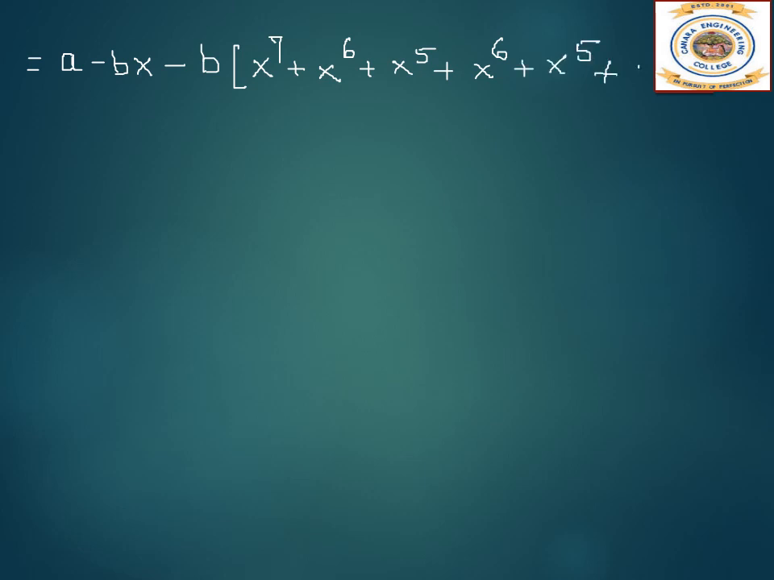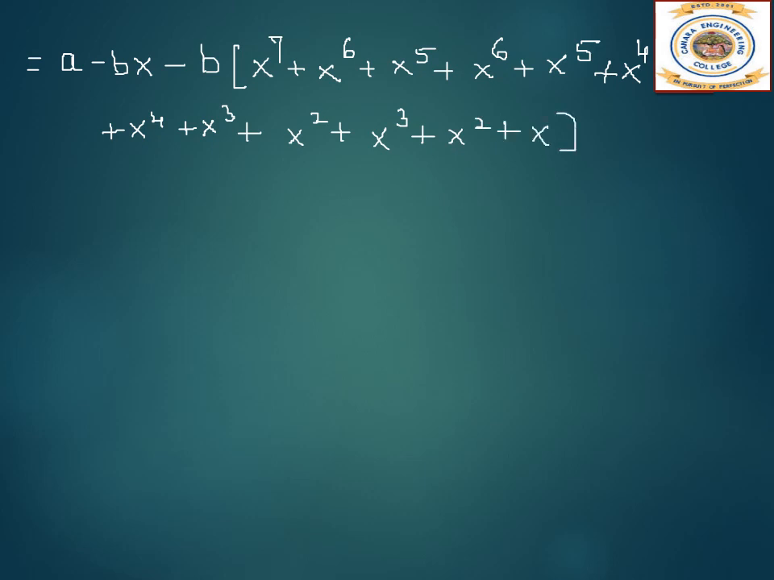So let us continue. A minus b x, multiplying now b into x to the power 7 plus x to the power 6 plus x to the power 5 plus x to the power 6 plus x to the power 5 plus x to the power 4 plus x to the power 4 plus x cube plus x square plus x cube plus x square plus x.